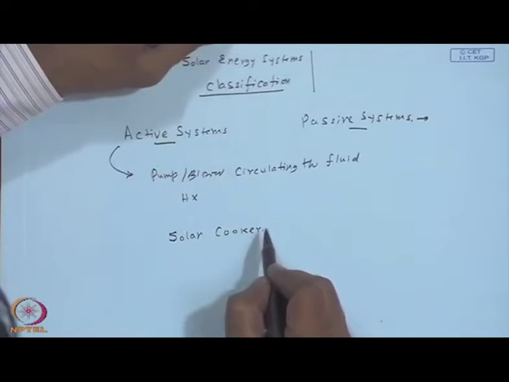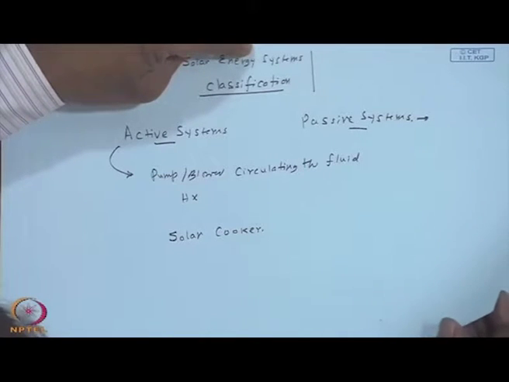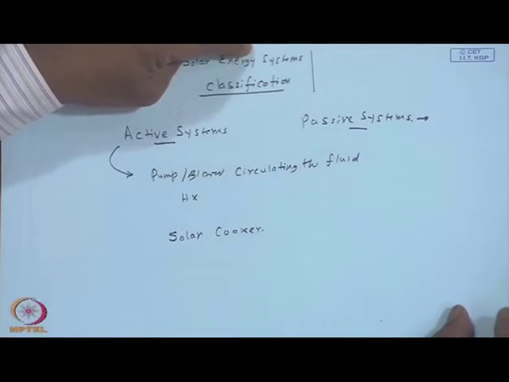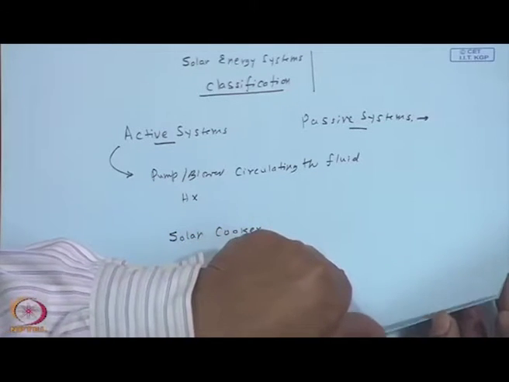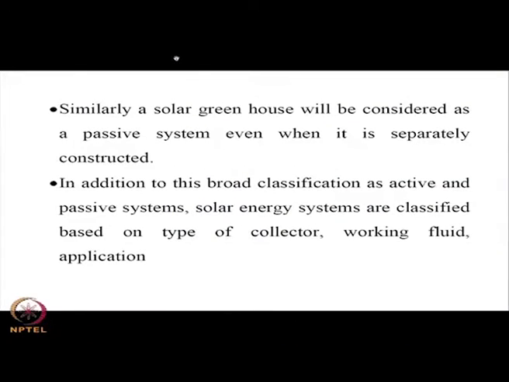So you have a passive solar cooker, although it is an external device and it is kept externally, except it does not have a pump or a fan to circulate the fluid inside the device. We will deal with some of these things a little later, but I think a popular concept of a solar cooker, greenhouse, you must have heard. So, which I have already written, that a solar greenhouse will be considered as a passive system even when it is separately constructed. For example, in cold climates, to preserve the plants or to keep them alive to make the seeds, solar greenhouses are constructed, and it is a very commercial proposition.